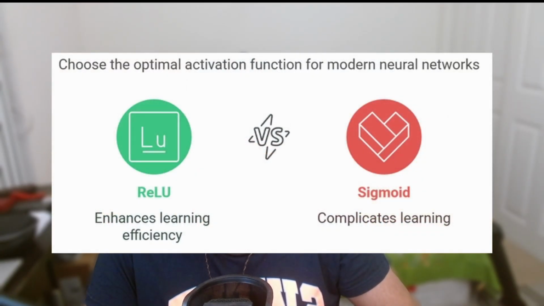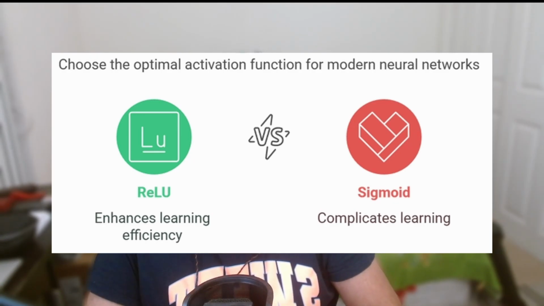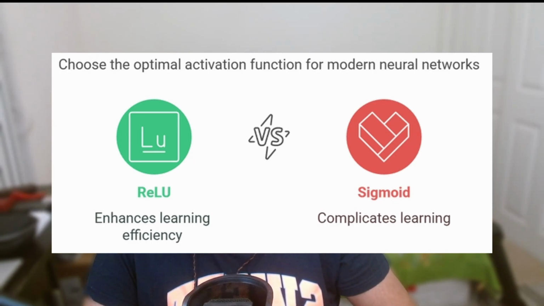Okay, let's talk about our two functions. Two of the activation functions we've been talking about a lot: ReLU, which is the rectified linear unit, and sigmoid functions. So as you can see from the little picture, we have ReLU in a positive light, while sigmoid is kind of in a negative light right now.